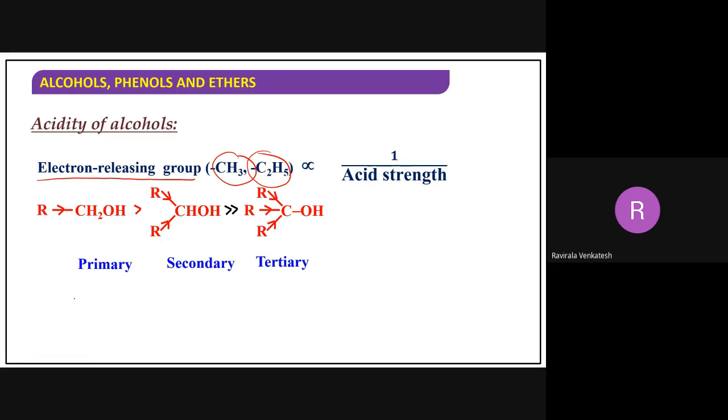If you observe, RCH2OH, releasing H plus is called acidic character, correct or not? O minus and H plus. Releasing H plus is nothing but acidic character. Any substance which releases H plus has acidic character. The substance is releasing H plus, therefore it is correct.